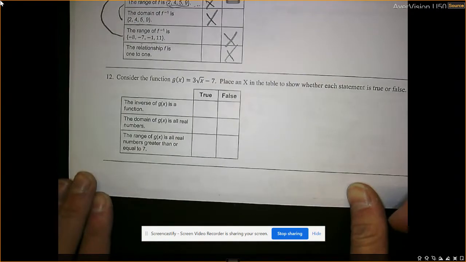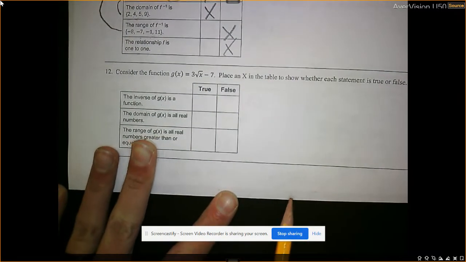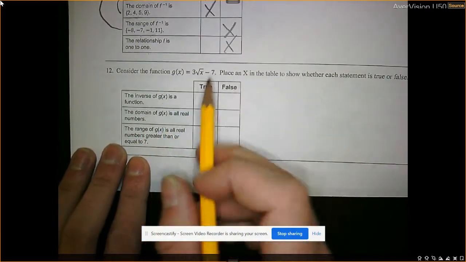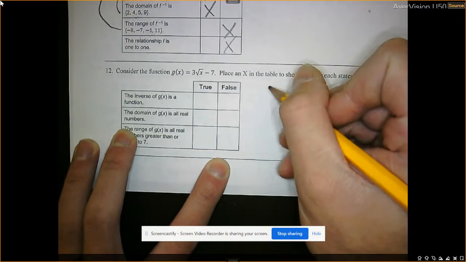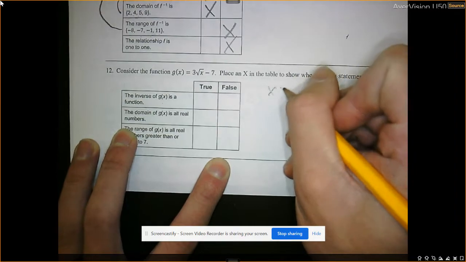Consider the function 3 times the square root of x minus 7. Place an x in the table to show whether each statement is true or false. Well, the inverse of g of x is a function. Let's find it real quick. Go ahead, pause, find the inverse. It's good practice.